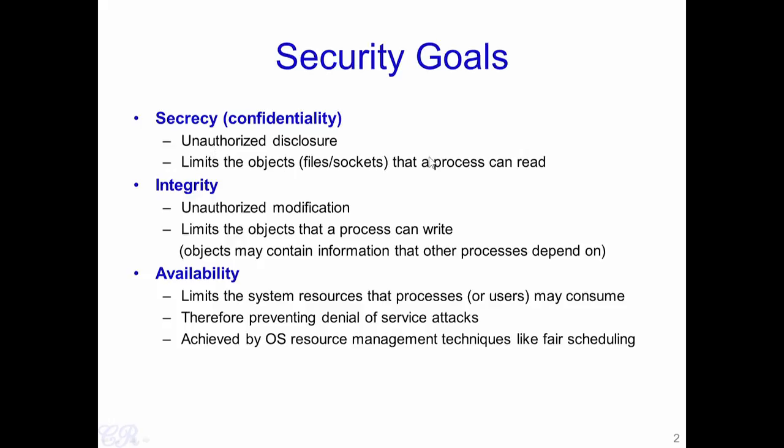For instance, depending on the privilege of a process and also on the privilege of the user running that process, certain objects like certain files stored in the disk or certain network sockets should not be readable by that process. Essentially, what confidentiality achieves is that unauthorized disclosure of certain objects like files and sockets should not happen.